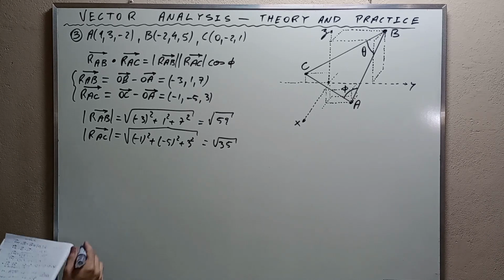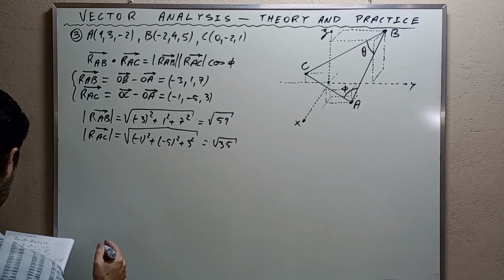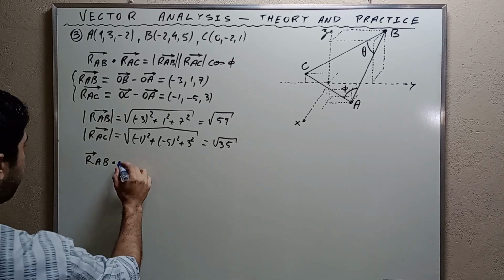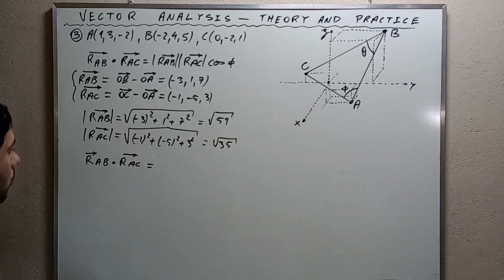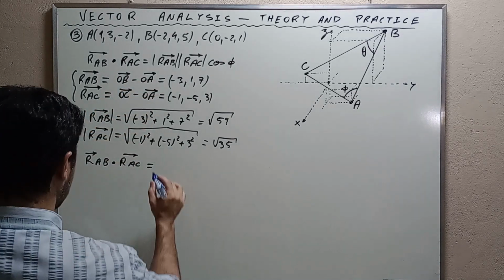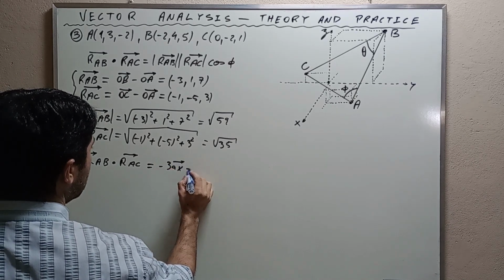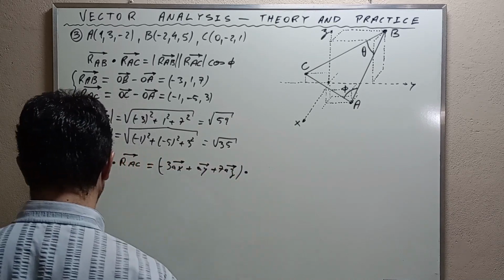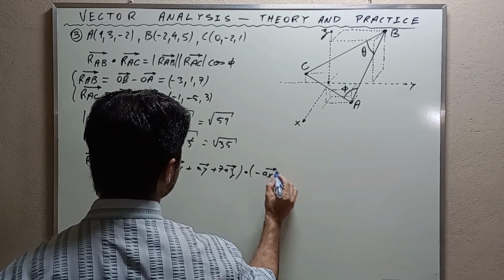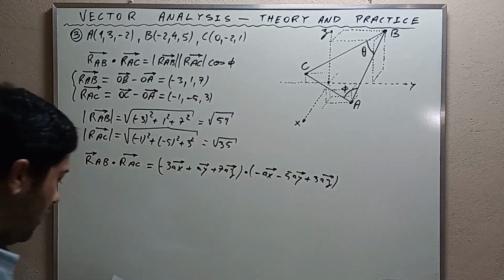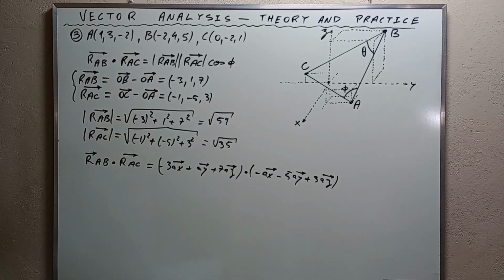Consequently, R_AB in a dot product with R_AC will be equal to, if we put this in Cartesian coordinates, -3ax plus ay plus 7az in a dot product with -ax minus 5ay plus 3az, and you know that the result of a dot product is a number, okay?